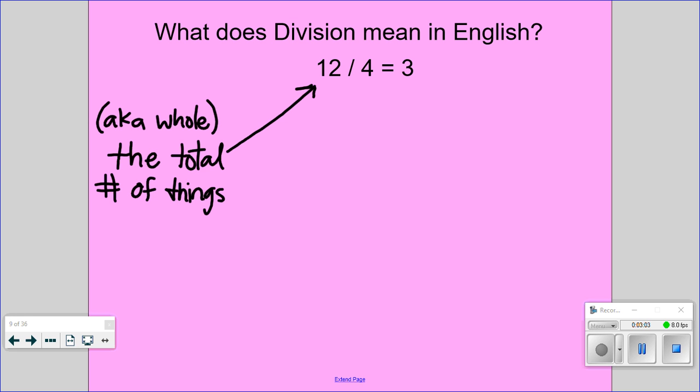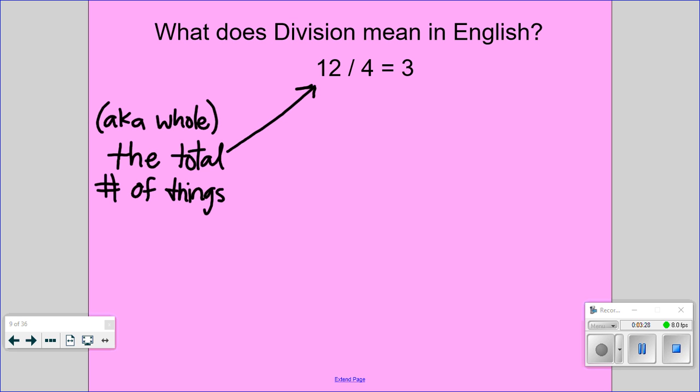Yes, and that's the number we're about to divide. That is the number that we're going to divide. We're not getting any more. That's the total amount. So if I have 12 chocolate bars and I'm doing a division problem, I'm not going to end up with 37. Nope. I'm not getting any more than 12.